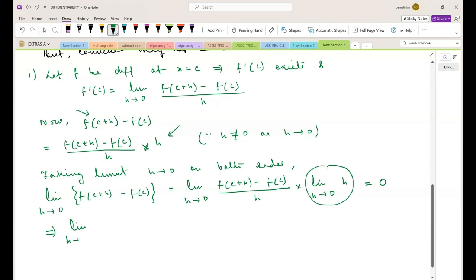From here, limit h tends to 0 of f(c) plus h. Now this f(c) is constant, so the fact that h is approaching 0, that is h is a variable here, has no effect on the constant f(c). So it remains f(c), and that goes to the right side, f(c). And this implies that f is continuous at x equal to c by the alternative definition 2 that we have done earlier.